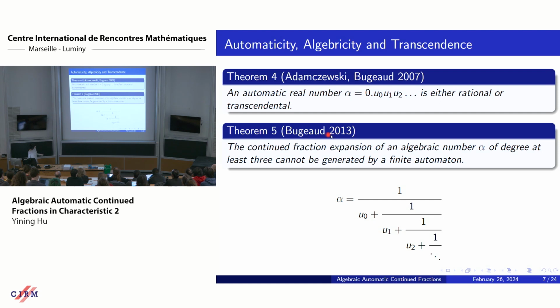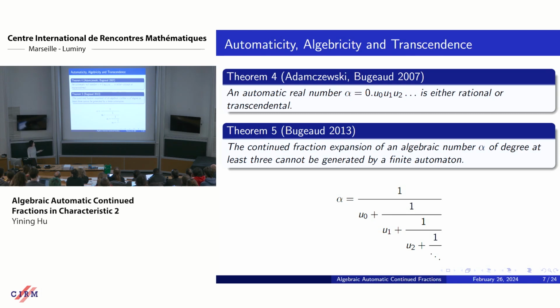If we have a real number alpha, and if the partial quotients of alpha form an automatic sequence that is not ultimately periodic, then alpha must be transcendental. One would expect such results to be true.